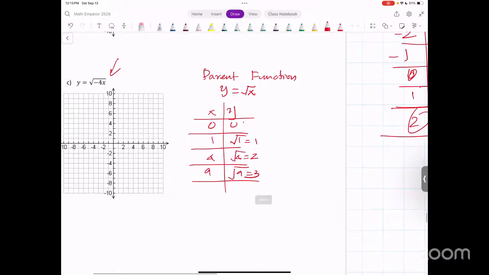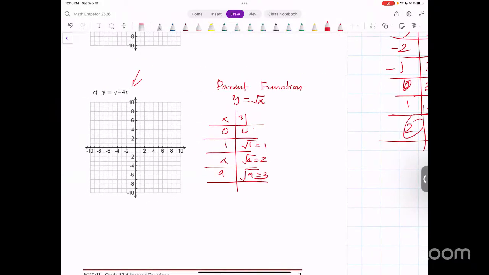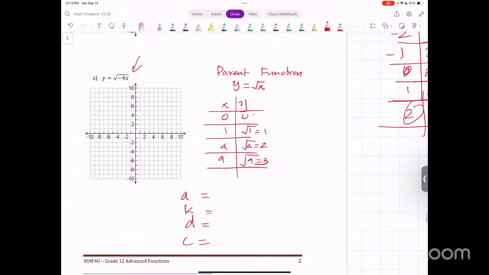Now we need to get the mapping notation. So I'm going to go back to A, K, D, C. Pangujan, what is the value of A here? What is the value of A? The value of A is 0.